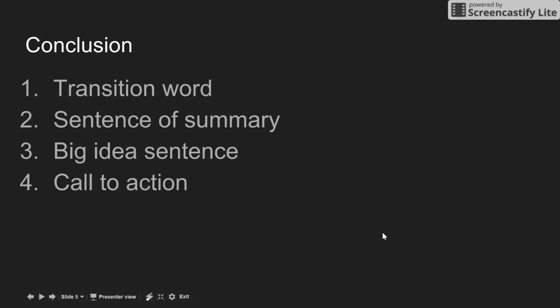So that was introductions. Here's conclusions. You need to start off with a transition word. I saw a lot of literary essays that their conclusion did not start with the transition word. You need some sort of sentence of summary. Then you need a big idea sentence, and then a call to action. A call to action is basically calling out the reader to say, you need to do something about this. We all need to do something about this.